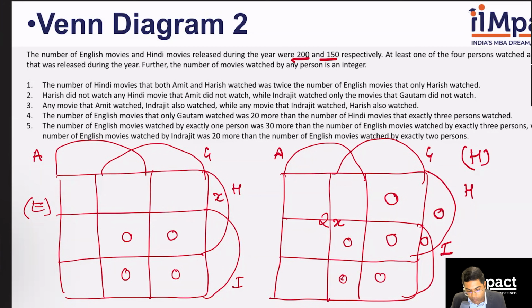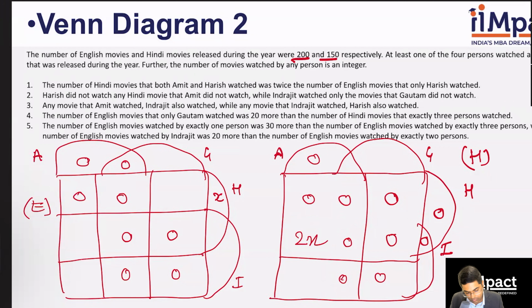Okay. Any movie that Amit watched, Indrajit also watched. Now, this is the other way that they have put the similar statement. That means there was no movie outside Indrajit's set which Amit watched. Does that make sense? That Indrajit watched every movie that Amit watched. So Amit cannot watch any movie which is outside Indrajit's set. So this becomes 2x, by the way. Okay. So this is what I've been given.